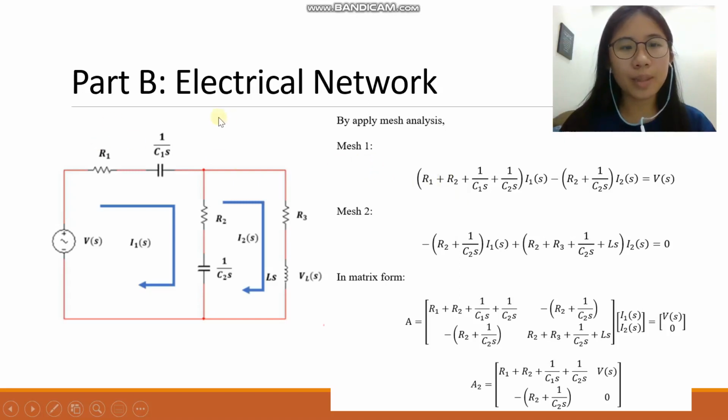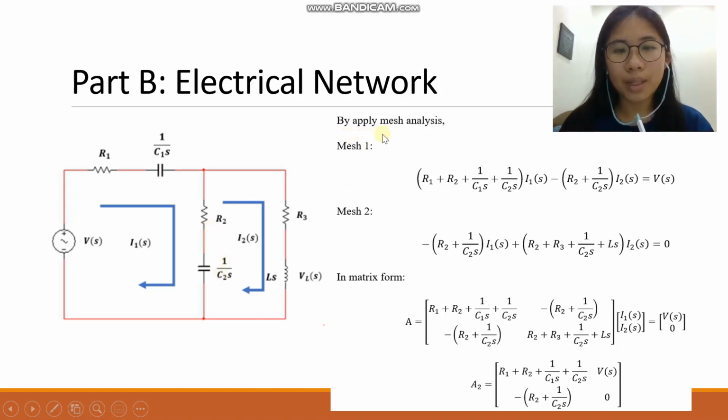This is the Part B electrical network calculation. The circuit is redrawn as shown here. Resistor 1 is in series with capacitor 1. Resistor 3 is in series with the inductor and in parallel with resistor 2 and capacitor 2.